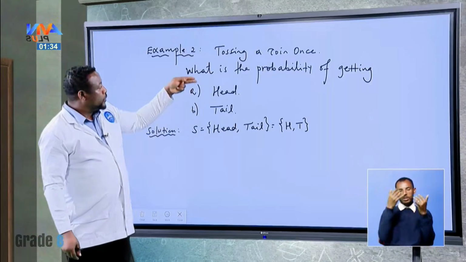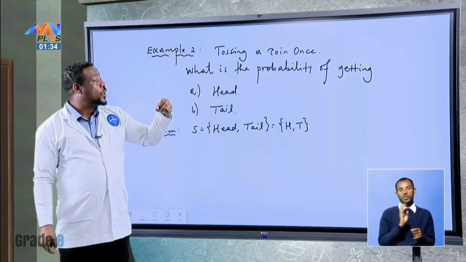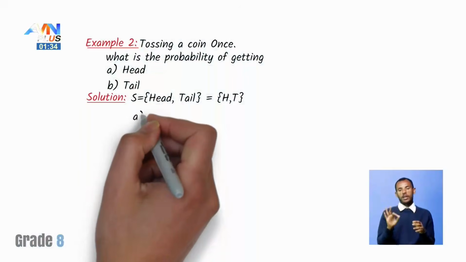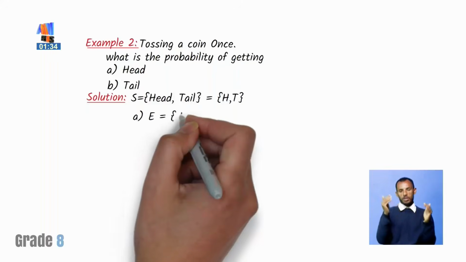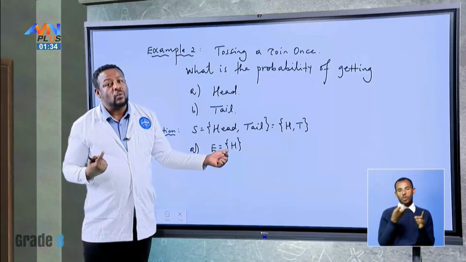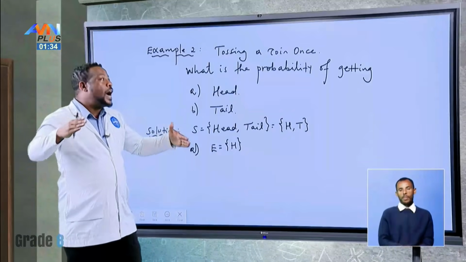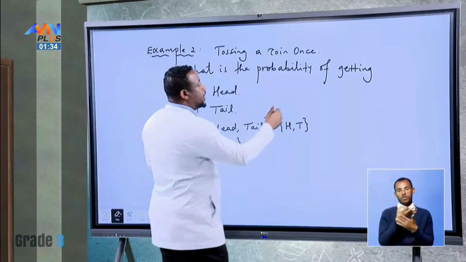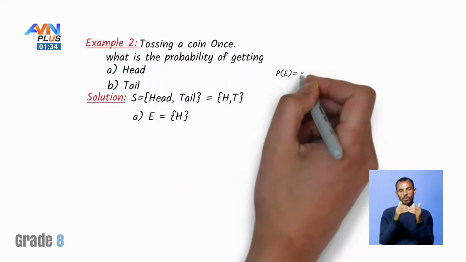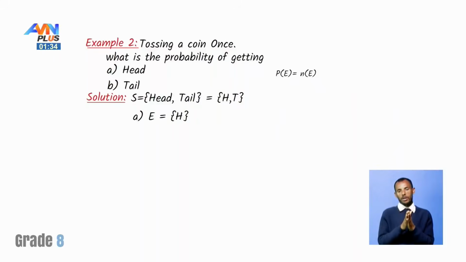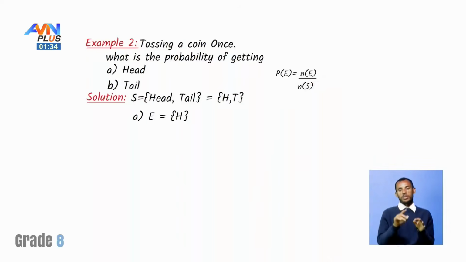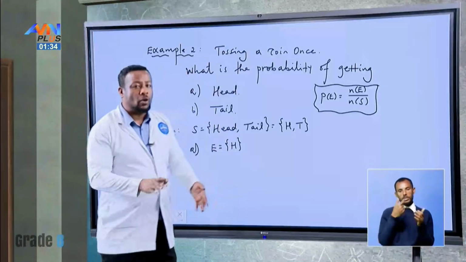Now we go to the questions. We are asked to calculate the probability of getting head. So for the first case, the event will be getting head. How many elements do we have in this set? We have one. So we apply the formula that we used in the previous example. The probability of an event is equal to the number of favorable outcomes over the number of elements of the sample space. You only need to remember this formula, nothing more.